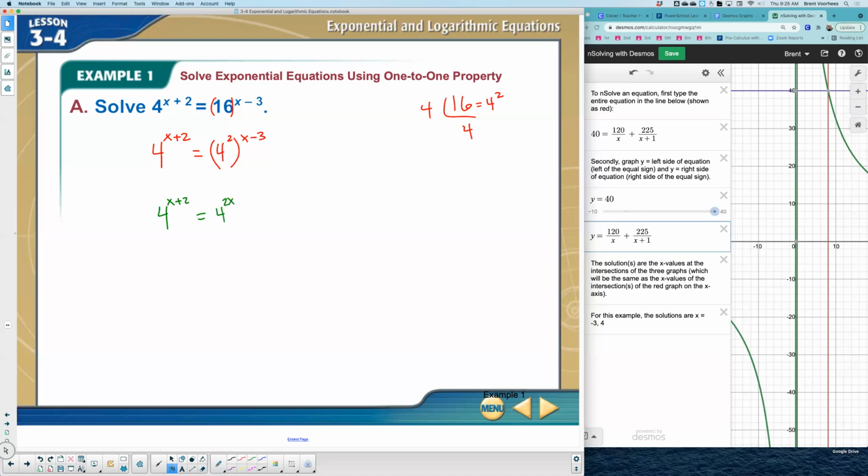So 2x minus 6. Okay, this is the one-to-one property. The one-to-one property says if you have common bases, you can remove the bases. So that is the one-to-one property that I just did right there. The one-to-one property says if you have common bases, you can scratch those out and say that x plus 2 is going to equal 2x minus 6. And now we just do our algebra.